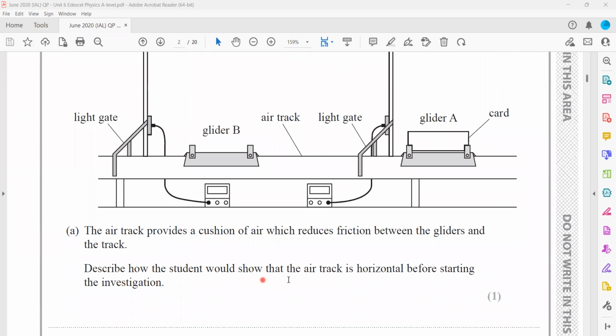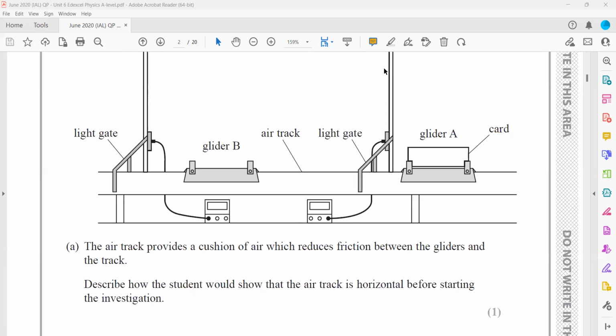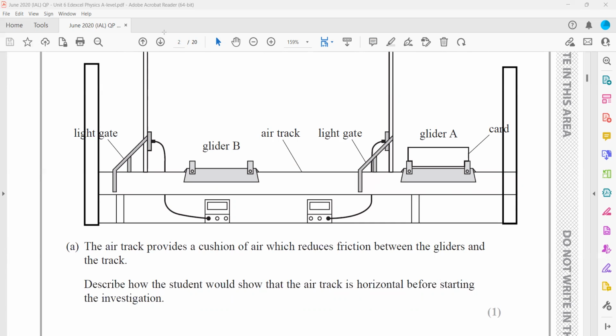Describe how a student would show that the air track is horizontal before starting the investigation. Like how you can make sure that this air track is exactly horizontal. The best way, whenever we want to show something is horizontal, is to measure the distance from both ends, measure the height basically. If we measure the height of this track at both ends and the height is the same, it means that the air track is horizontal.